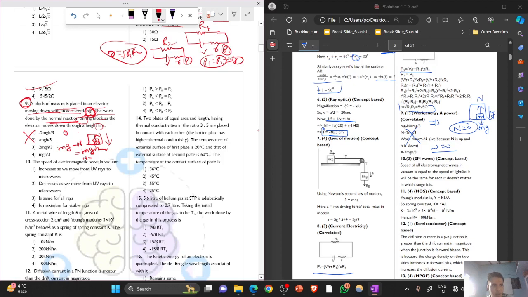The speed of a wave in a vacuum is the same for all of them. You just need to know it is the same for all.